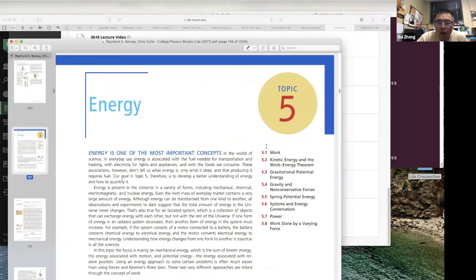Okay, and you see that there's a total of 8 sections, but we may not go through all of them because we're going to leave out some of the sections. So anyway, let's talk about this. Okay, chapter 5. Energy. Okay.